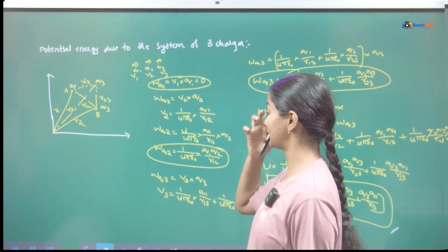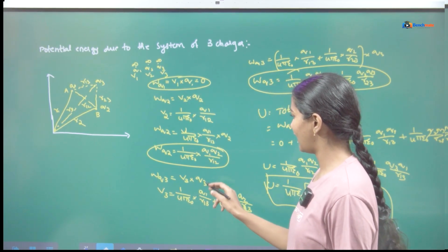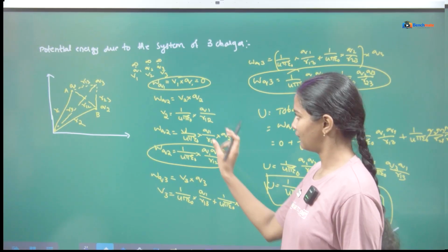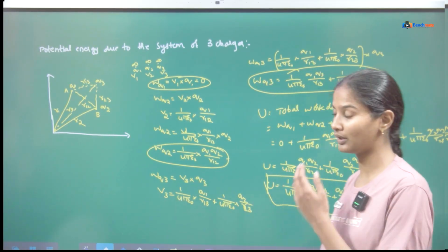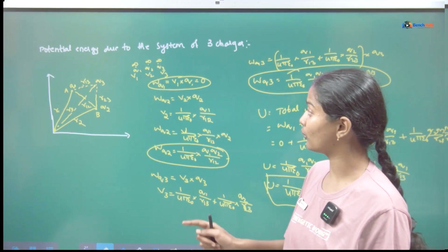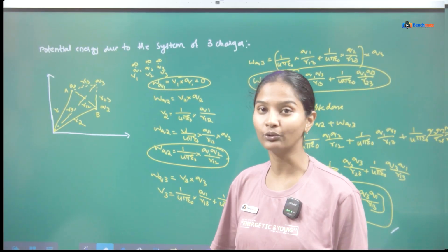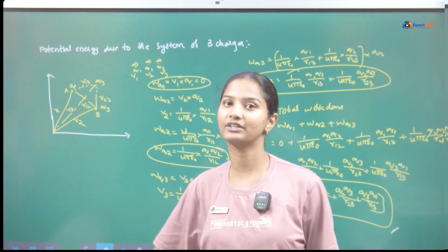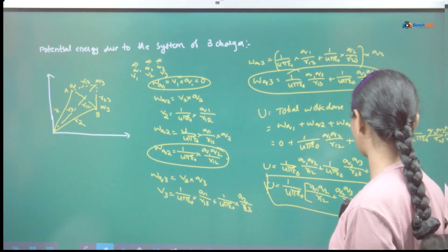V1 Q1 you will get in the presence of electric field. And for the second charge, plus the work done against the electric field also you have to add. When you are bringing the Q3 charge, you have to do work against the Q1 charge, the Q2 charge, and the electric field which is already present there. So let's solve that also.